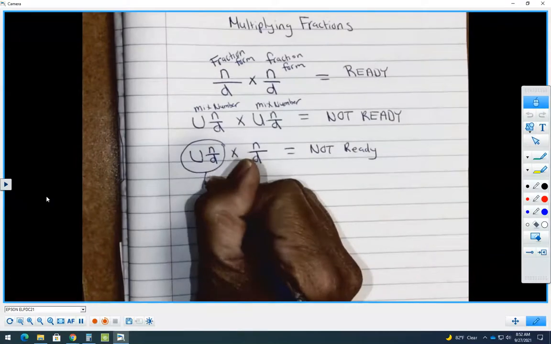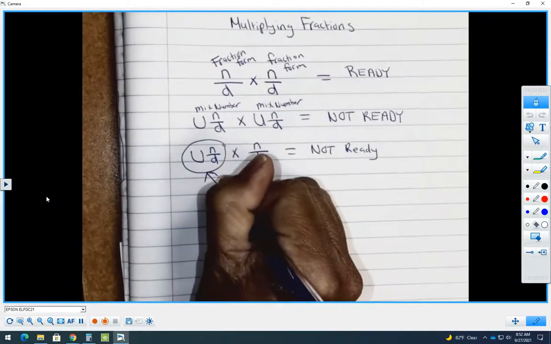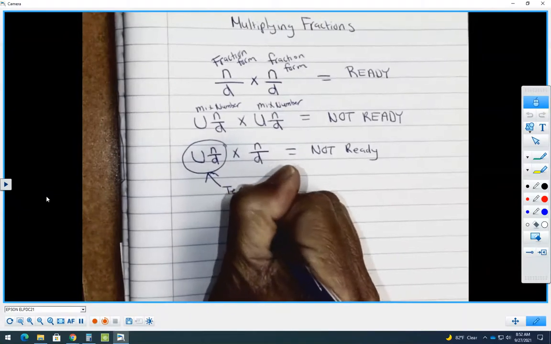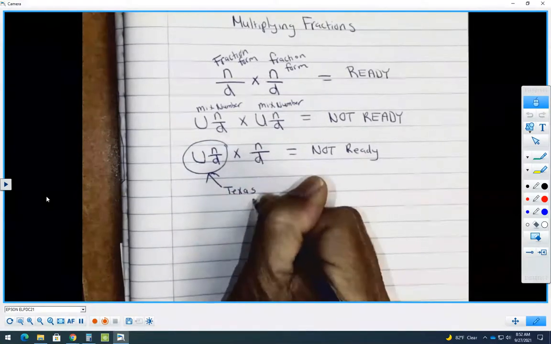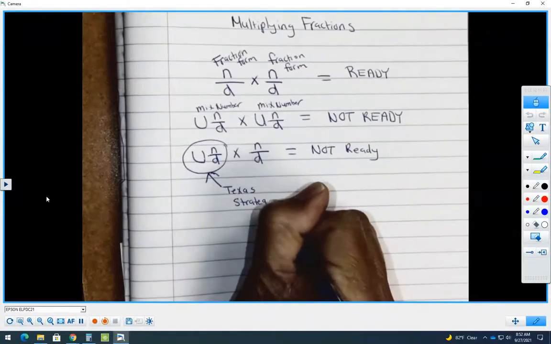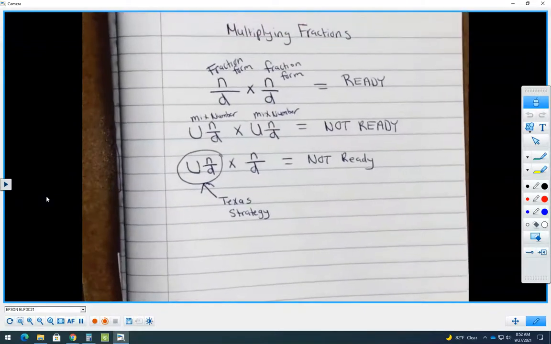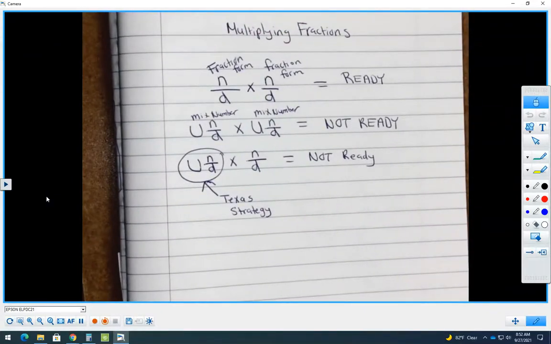So whenever we have this situation, we're gonna use our Texas strategy. And those that forgot that, I will remind you today. Don't worry. So if I have a mixed number like I do here, I have to do the Texas strategy on this guy and that guy, so that we can have fraction form.